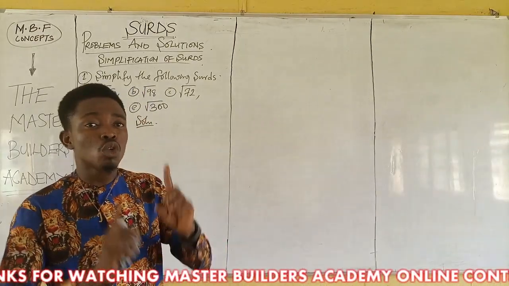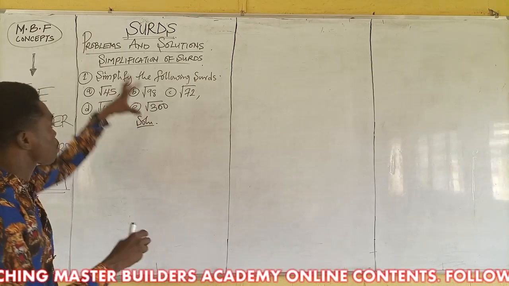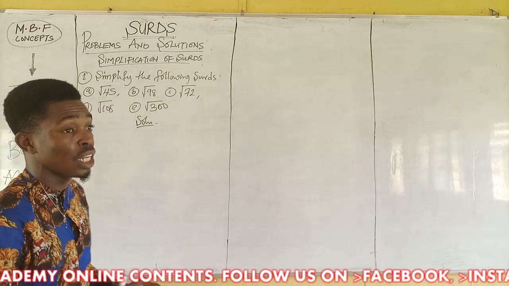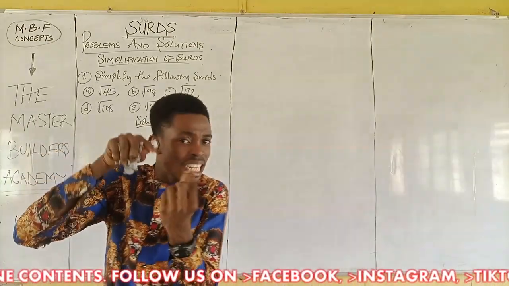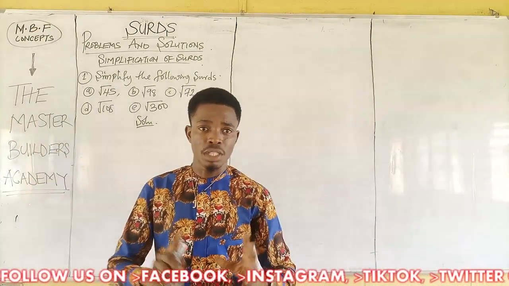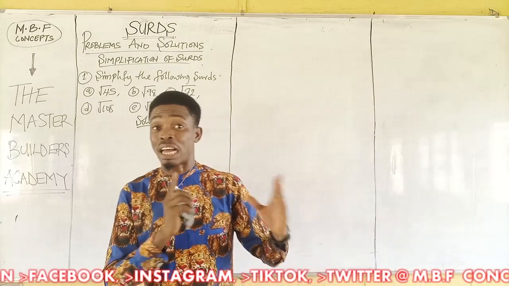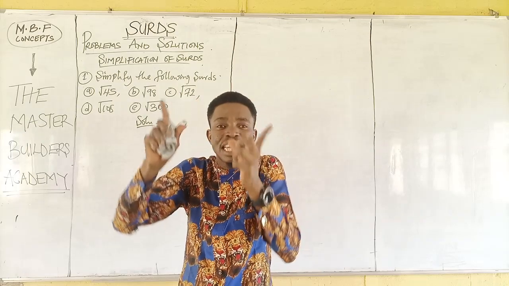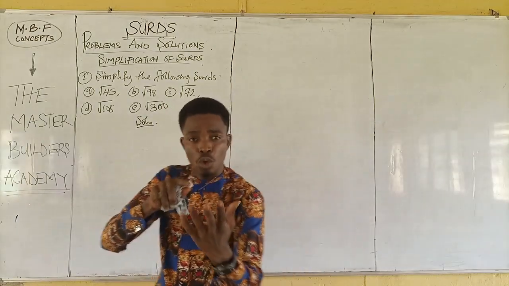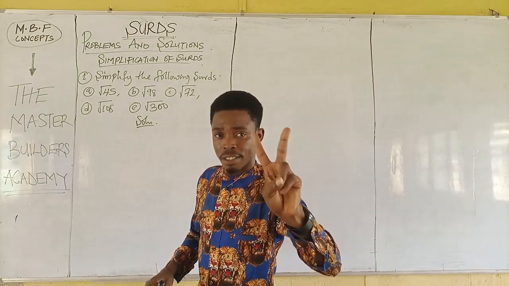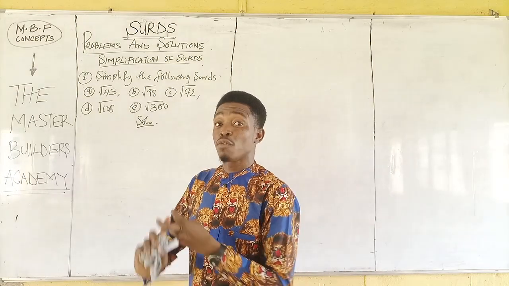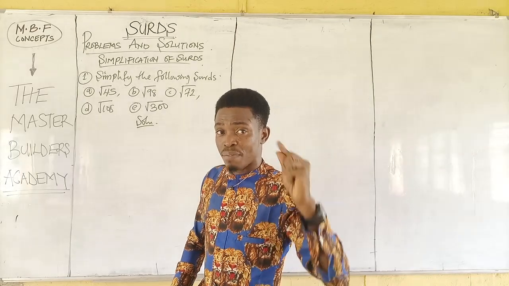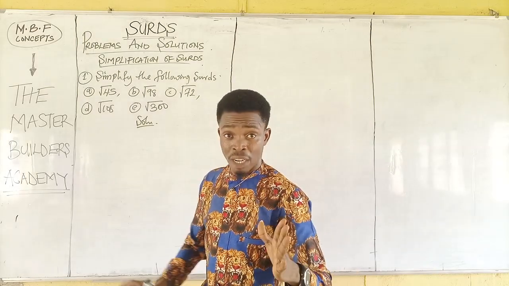In this aspect, to simplify a surd, you look at the number inside the roots. Guys, pay attention to this because the principles are coming one after the other. Now, what you do to the number is to find two numbers whose product will give you 45, and one of those two numbers must be a perfect square. Hope you got that?